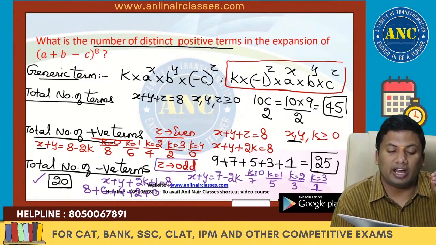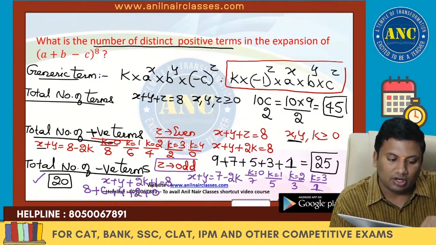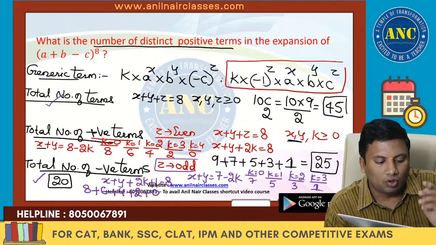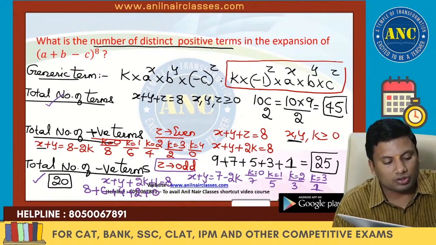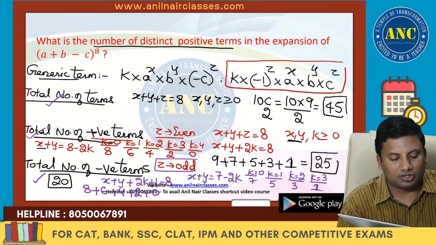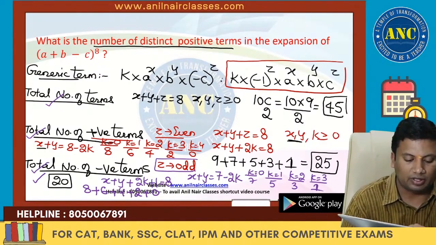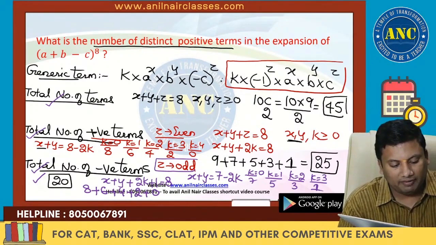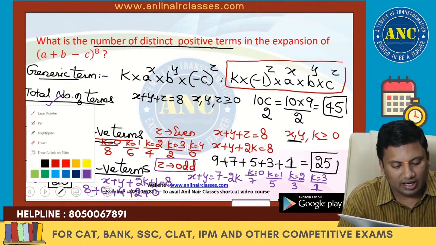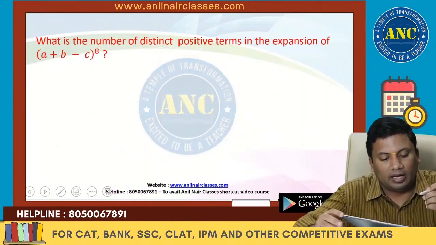I hope the idea is clear. It is not only for determining the total number of terms; you can also determine the total number of positive terms and the total number of negative terms. Kindly reply if it is clear to you. Otherwise, I will solve this problem again.